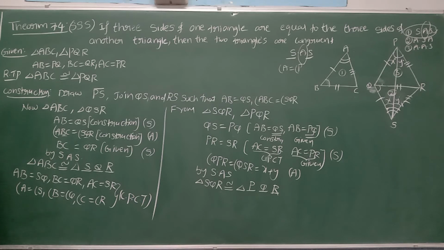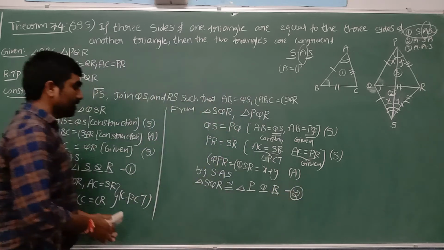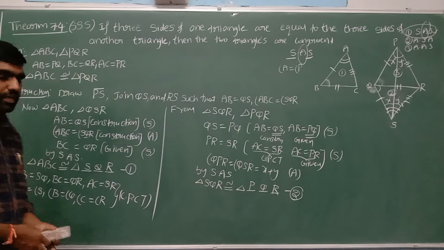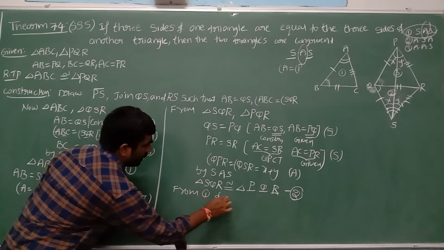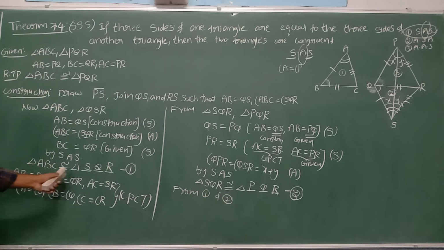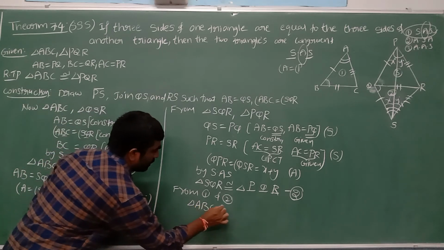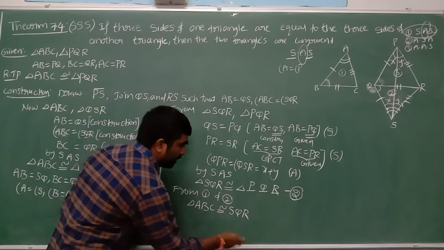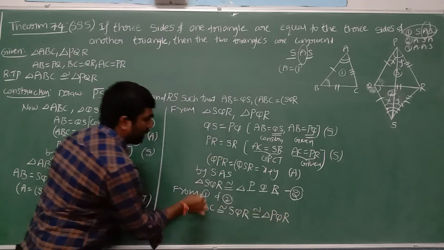Yes. So what can we say here? SQR, this let me take as equation 1. This will be equation 2. Yes. SQR is congruent to ABC. Same, SQR is congruent to PQR. What can we say now here? From equation 1 and equation 2, we can say that triangle ABC is congruent to SQR. Continuation, same SQR only, which is congruent to triangle PQR. So all these three triangles are congruent.